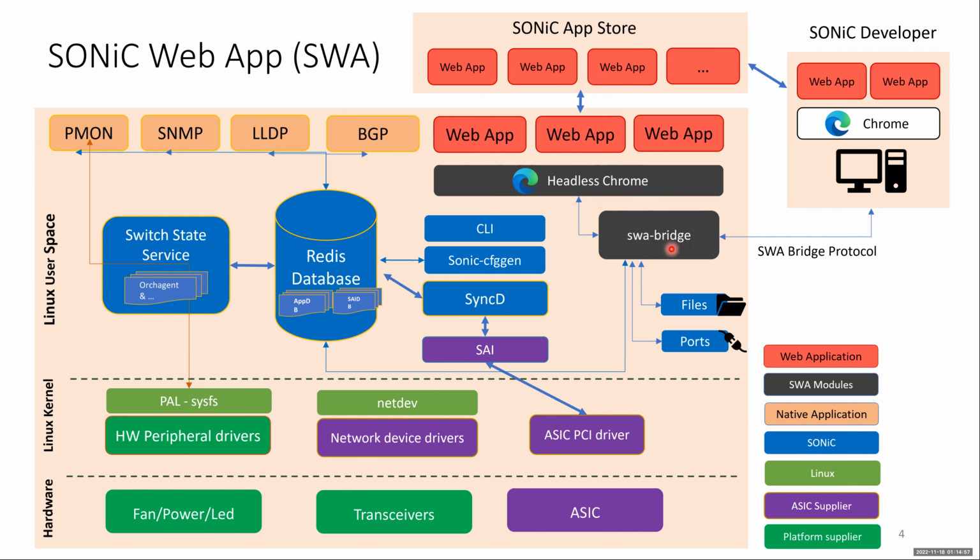And the bridge module can talk to SONiC by the Redis database, the file interface, and also network ports. And the SONiC developer can sit on another machine. The SONiC developer just needs a Chrome browser, and he can locally develop a SONiC web application. It will talk to the SWA bridge module by the SWA bridge protocol.